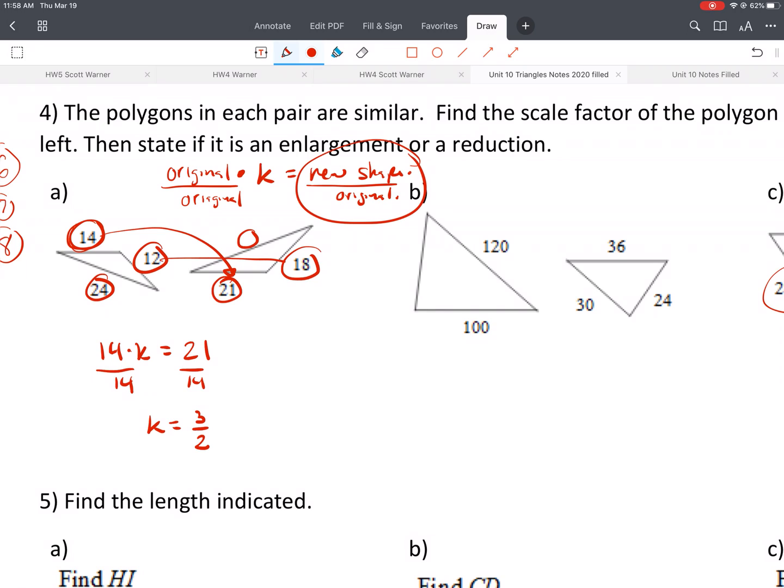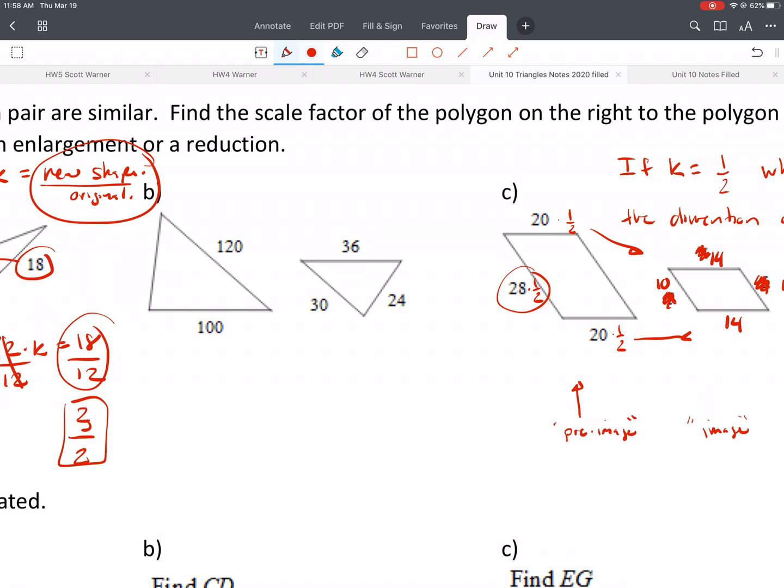So it doesn't matter what sides you want to use. You could do 12 times the scale factor gives us 18. You divide both sides by 12, and that would still end up giving you 3/2. So maybe try this one, see if you can find the scale factor.